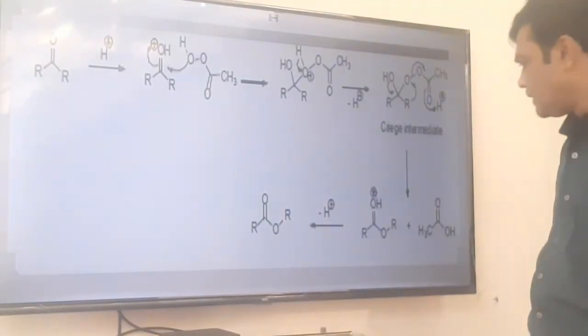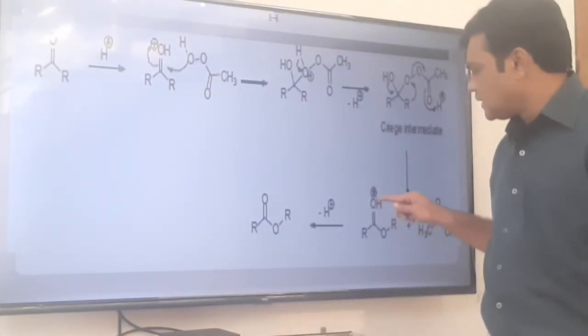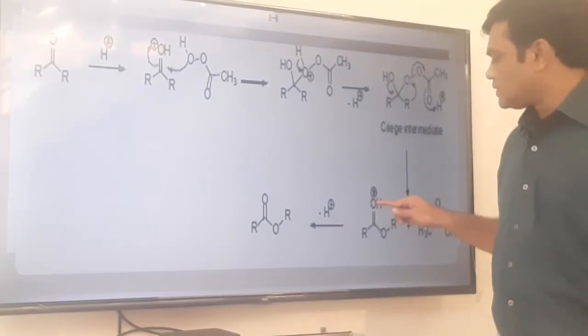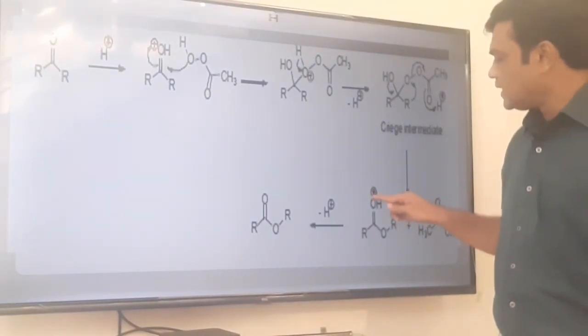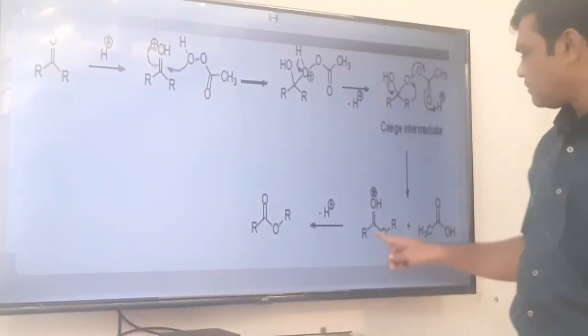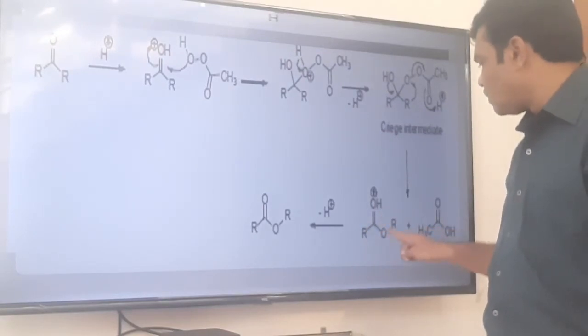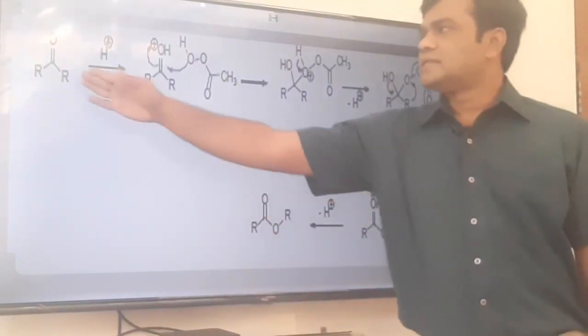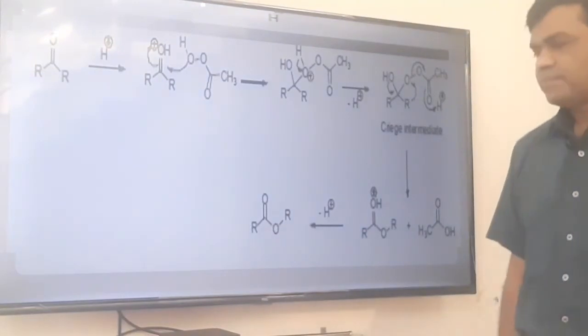Okay, and finally deprotonation. Oxygen-hydrogen bond cleavage takes place, oxygen gains its lone pair, deprotonation takes place, and we get R, C double bond O, OR, that is ester. Interestingly, ketone is converted to ester.